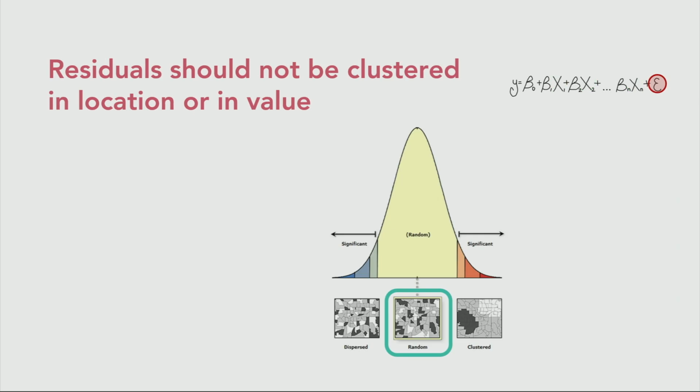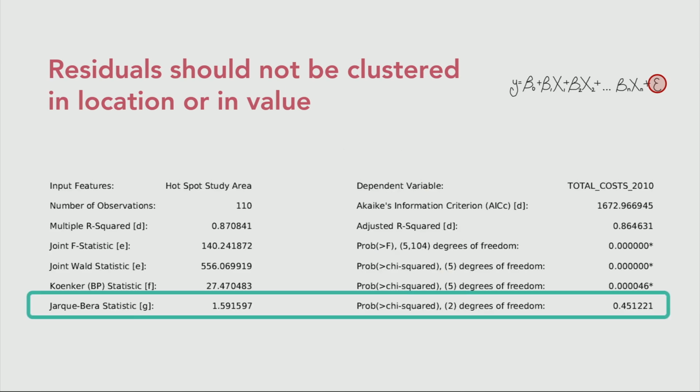As Alberto mentioned, the residuals should not be clustered in location or in value. So we can run the spatial autocorrelation tool to make sure that there's no spatial autocorrelation in our residuals. And as far as value, we want to make sure that the residuals are normally distributed. So we want most of our over and under predictions to be close to 0, and then you might have fewer and fewer that are larger than that. We can test for this using the Jarque-Bera statistic, and in this case, we want the Jarque-Bera statistic to not be statistically significant, so no asterisk.